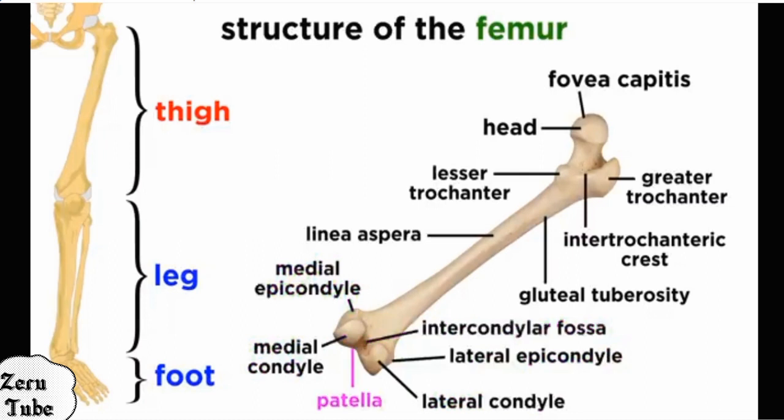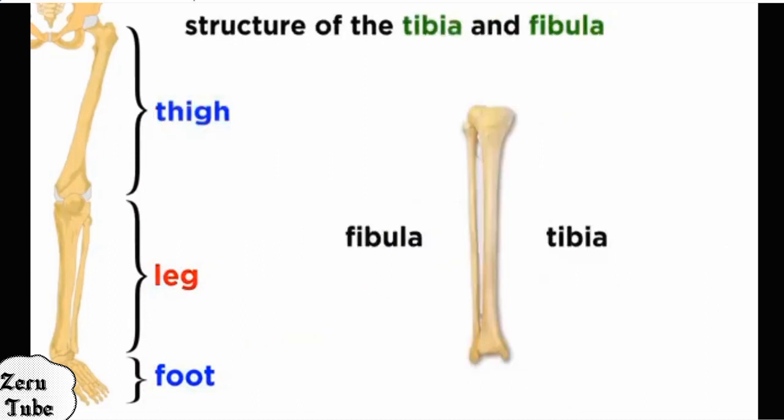And the intercondylar fossa and the patella, which is found at the anterior, are also included under the femur. Let us see the leg.